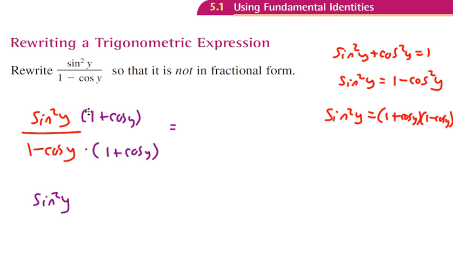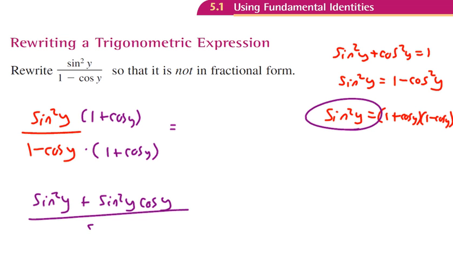Sine squared of y times 1 is sine squared of y. Sine squared of y times cosine of y is just going to be a product together. So sine squared of y times cosine of y. And the denominator, if you multiply the two together, we know that that's going to be equal to sine squared of y. Sine squared of y. Okay?